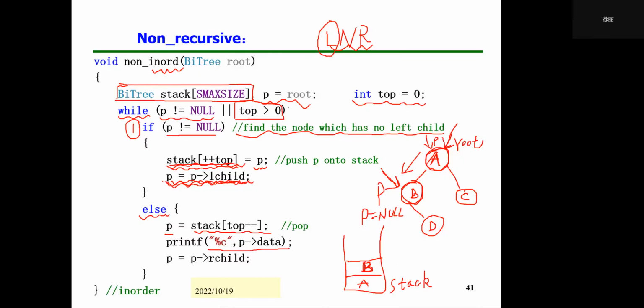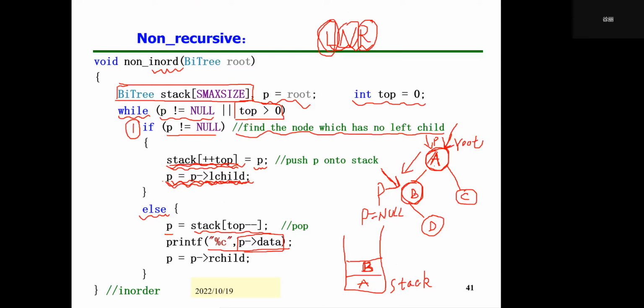And then the third step, the left subtree is null. So we visit the root. What is the P data here? P data. Yes.